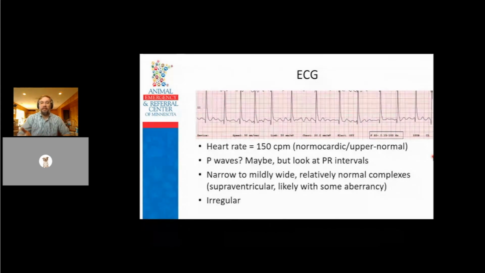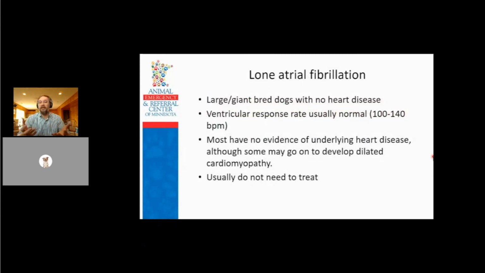Similarly, AFib, but at a normal rate at 150. So this is either an animal that's being treated, or it could be a giant breed dog. Sometimes their atria are so big that they develop AFib with a structurally normal heart, but it doesn't cause clinical signs and their heart rates are normal. That's what we call lone AFib. Usually we don't need to treat those, but we do like to monitor them because sometimes they can go on to develop DCM.